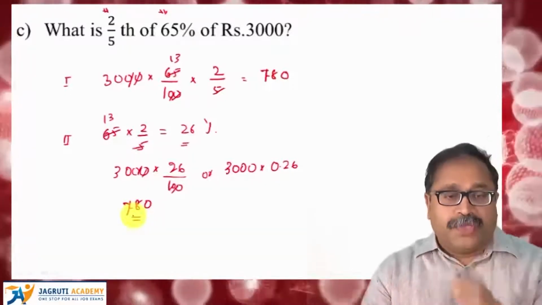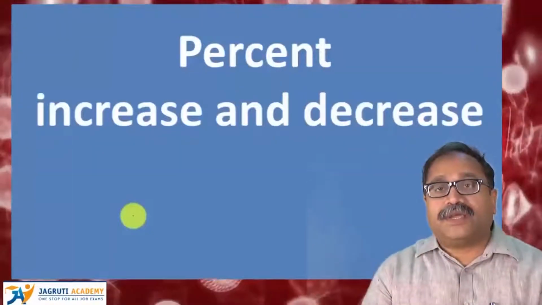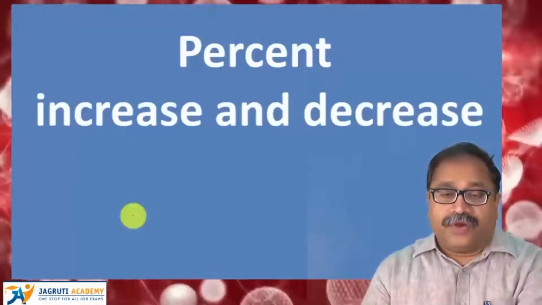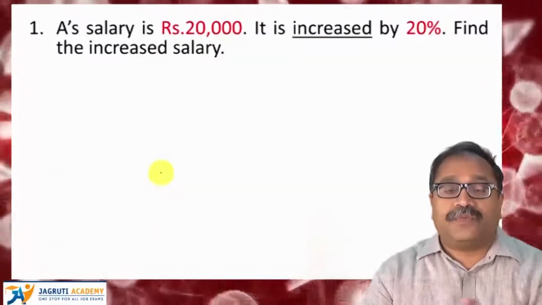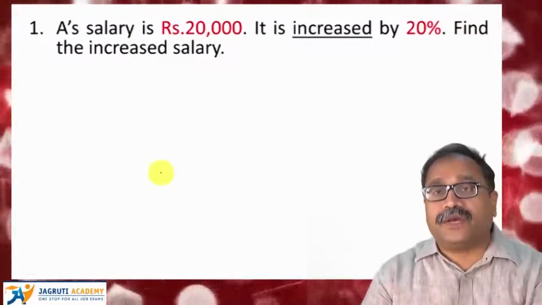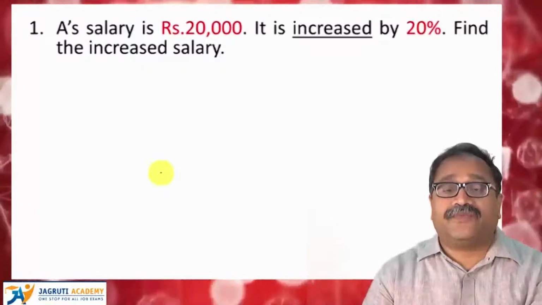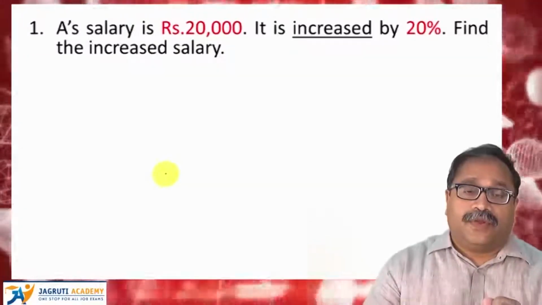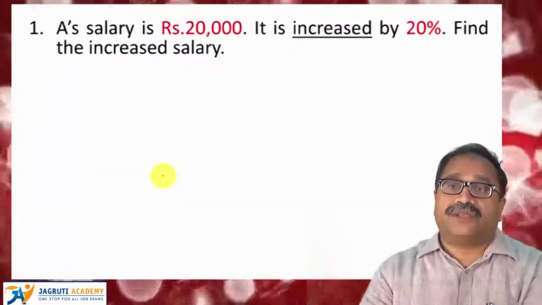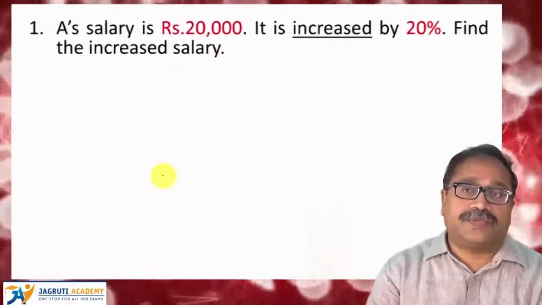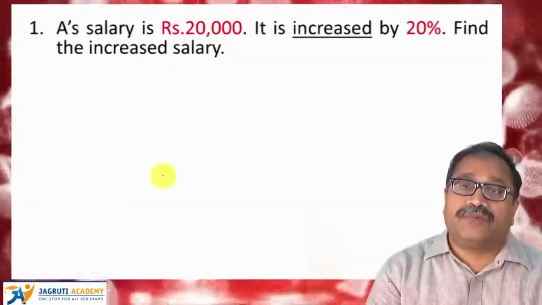So let's get into the other part, percentage increase and percentage decrease. Now what do we deal with in this section? A's salary is rupees 20,000 and it is increased by 20%. Find the increased salary. Often we get this kind of situation where a certain number is increased by a certain percentage or decreased by a certain percentage, and the application of this is very important for the percentage chapter.